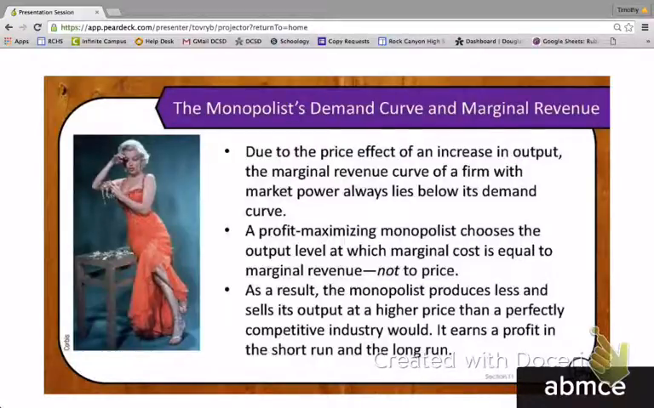Now, a profit-maximizing monopolist will choose the output level at which marginal cost is equal to marginal revenue. It will not choose the quantity of output where marginal cost equals the price. It will still choose its profit-maximizing quantity of output where marginal revenue equals marginal cost. As a result, the monopolist produces less and sells its output at a higher price than a perfectly competitive industry would. And it also earns a profit in both the short run and the long run.